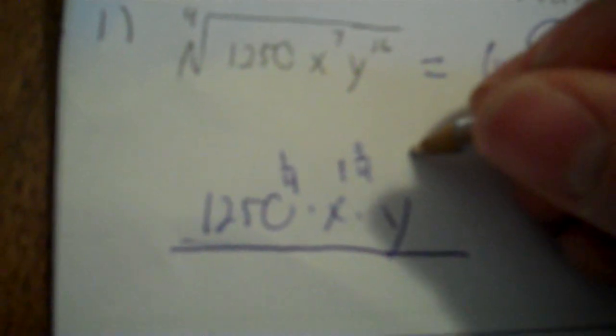So we got a 1 times 1/4 is 1/4. 7 times 1/4 gives me 1 3/4. Remember to use your calculator if you're not a fraction whiz. And then y, 16 times 1/4 is 4 whole. That right there is 1 3/4. Now, none of these are negatives, so they all just stay in the same place. Okay.